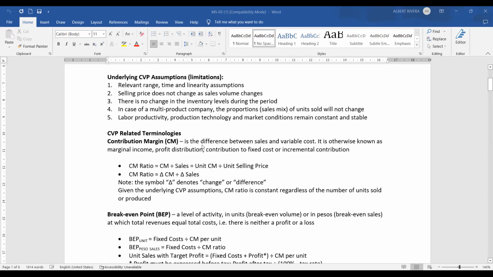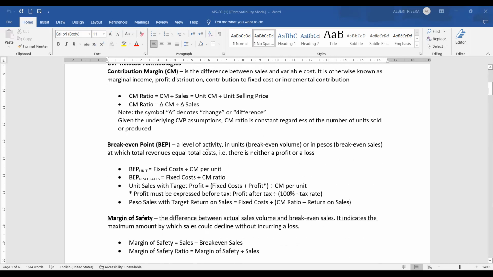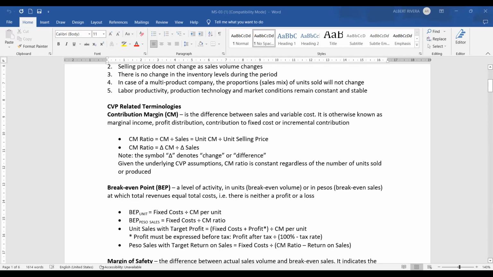Okay, so these are the related terminologies as we discuss the cost volume profit analysis. We have the contribution margin. The contribution margin is the difference between your sales and your variable cost. So sales minus the variable cost is what you call the contribution margin. It is also known as marginal income, profit distribution, contribution to fixed cost, or incremental contribution. Marginal income, since that is the excess income that would be used to cover the fixed cost.